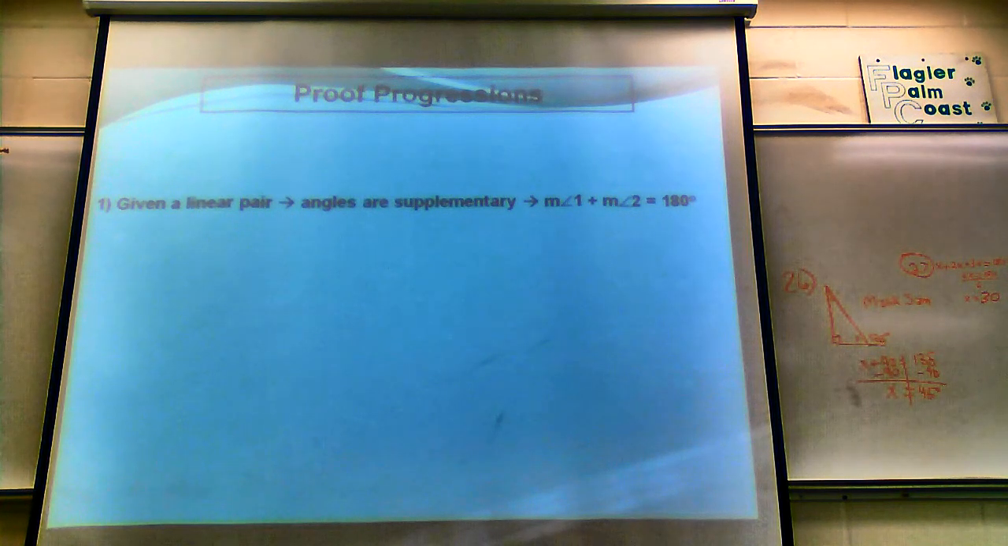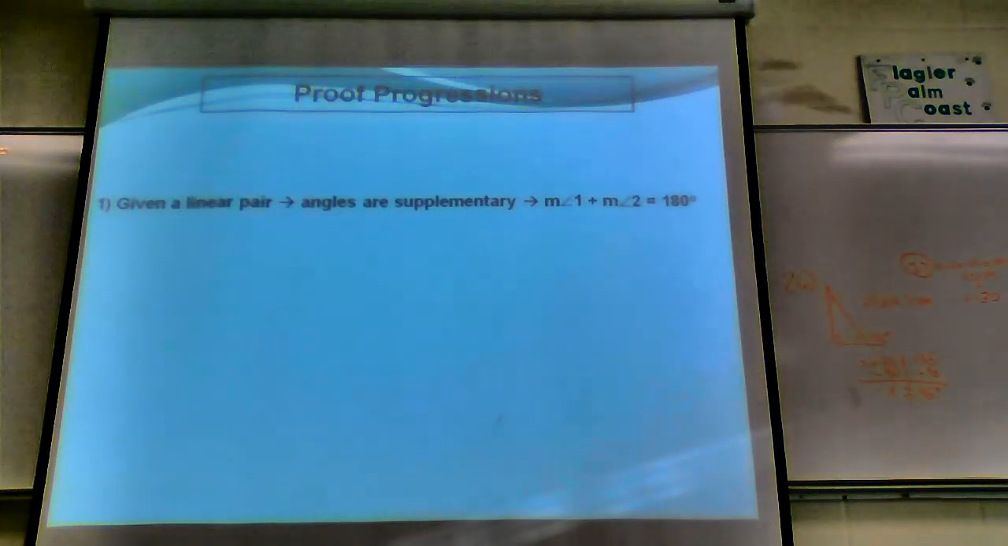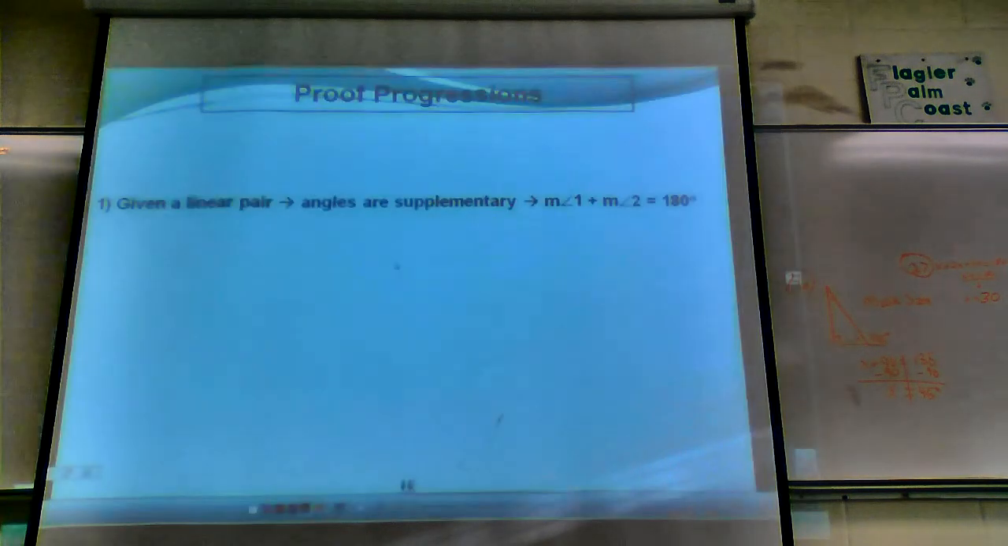Okay. Now the whole given part, not all of these are going to start with a given. Okay, in terms of you actually write out in your proof, given. Some of them are going to start out with maybe a known fact in the diagram, something like that. But after that, it's going to be kind of the same kind of thing.